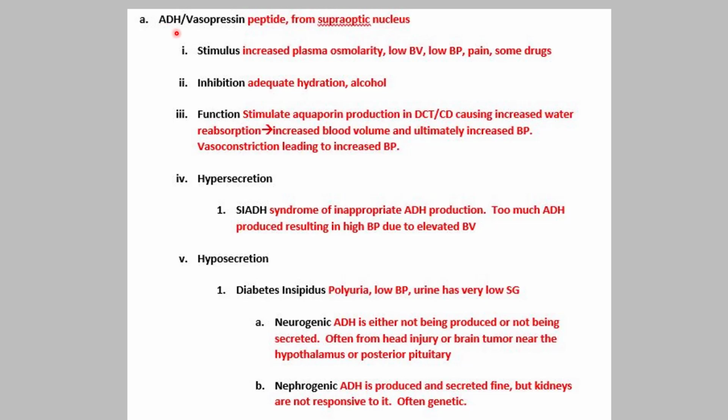But there are some secondary stimuli. For example, low blood volume. If our blood volume is low, ADH is released. Low blood pressure. If our blood pressure is low, ADH is released. Pain and some drugs also cause ADH to be released. But again, the primary stimulus for ADH is increased plasma osmolarity.